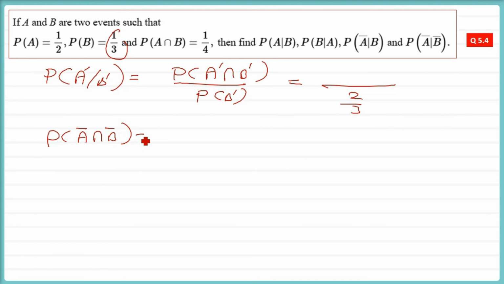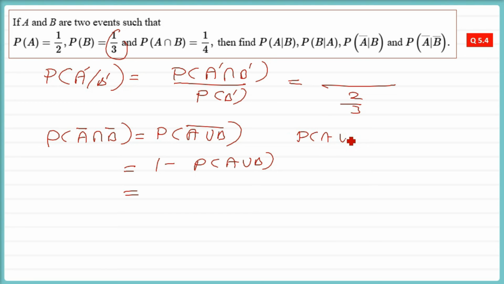So P(A naught intersection B naught) is P(A union B) whole naught, that is whole bar. We are using De Morgan's law, which we have learned in earlier grades in set theory. So 1 minus P(A union B), anything complement can be computed by subtracting it from 1. That's what we have done with P(B). P(B naught) was 1 minus P(B), and P(B) is equal to 1 minus P(B naught). That is how it goes.